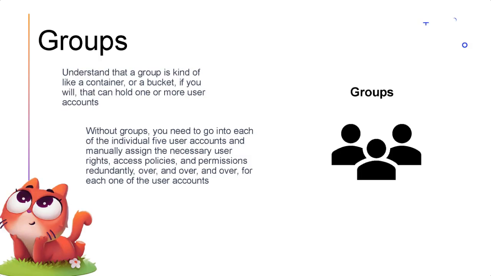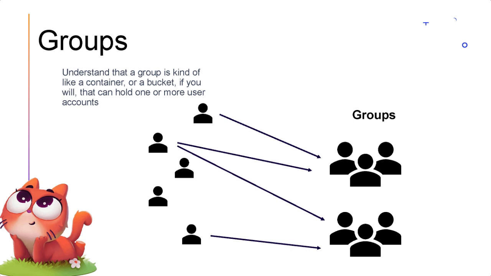Now let's talk about using groups on Windows systems. Understand that a group is kind of like a container, or a bucket, if you will, that can hold one or more user accounts. Using groups has a lot of advantages on Windows systems. For example, let's suppose that you have a particular Windows system, and you have multiple user accounts defined on that system. From all of the users, let's suppose that some of them pretty much need exactly the same level of access to the system. There's nothing unique. They all need, basically, the same access to the same resources.